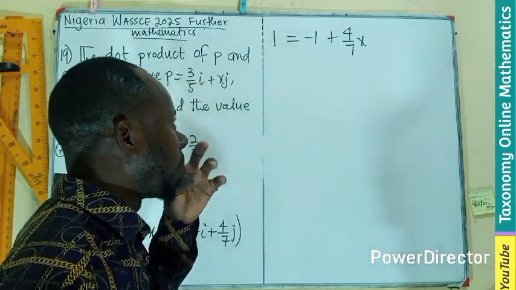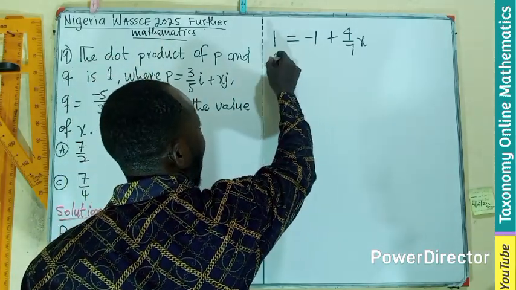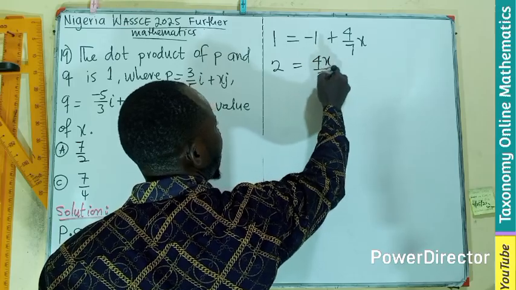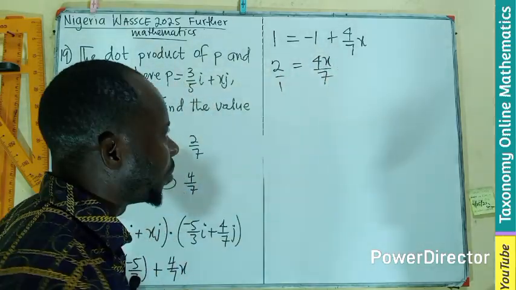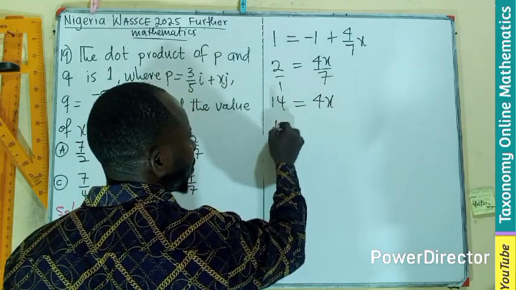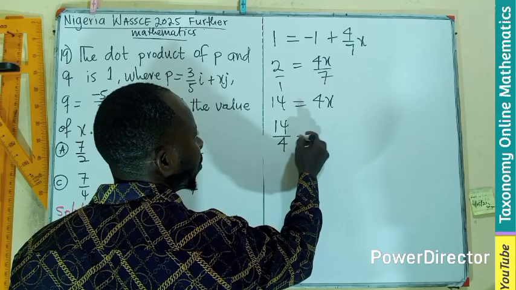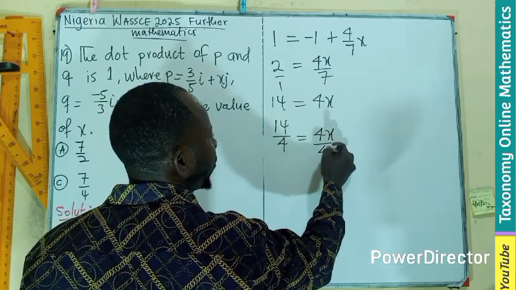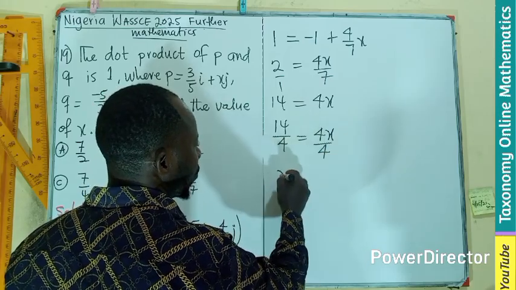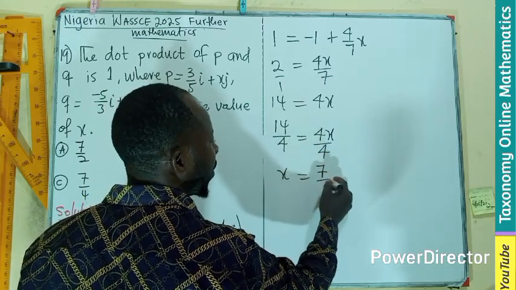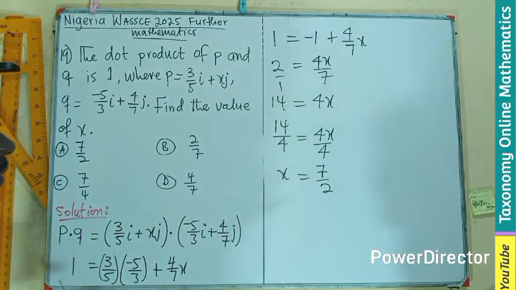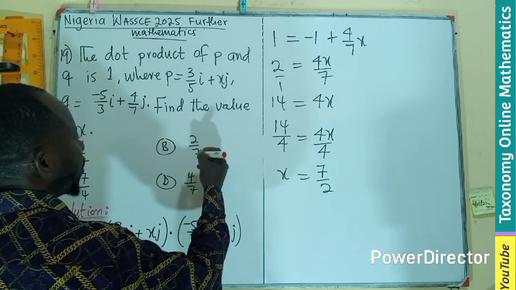So first of all, let's group like terms first. This will come here as 2 equals 4x on 7. Then we can cross multiply to have 14 equals 4x. 14 divided by 4, 4x divided by 4, and by cancellation, your x will be equal to 7 on 2. And comparing the options we have, 7 on 2 will be option what?